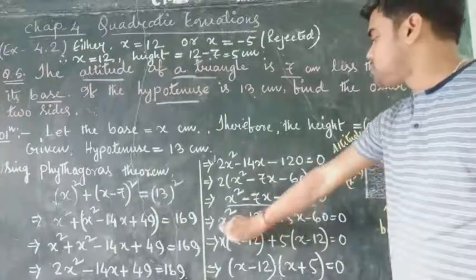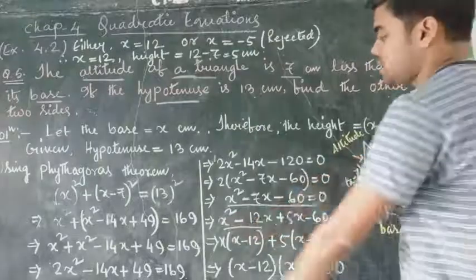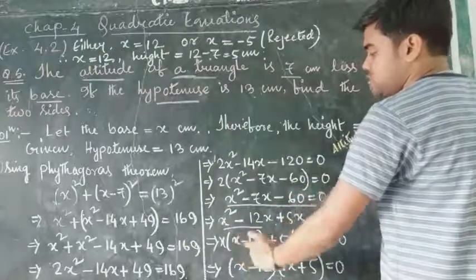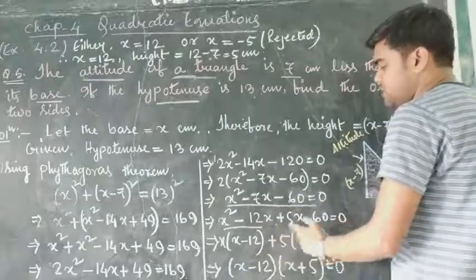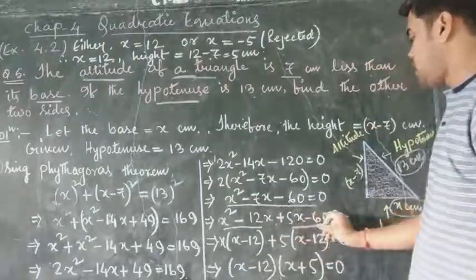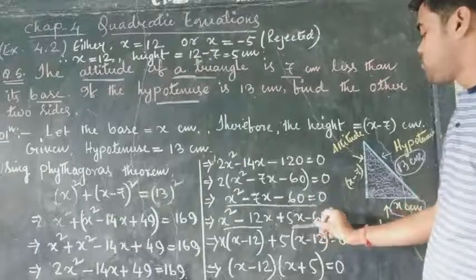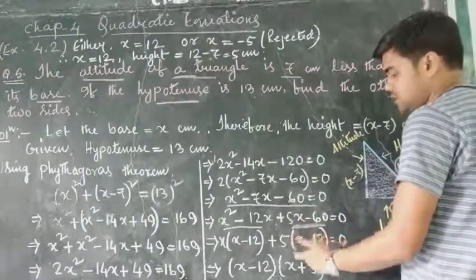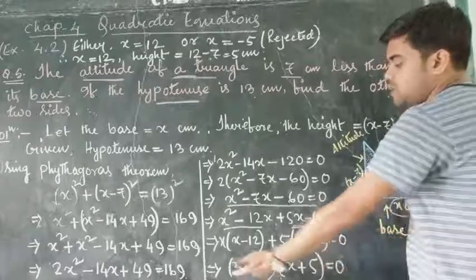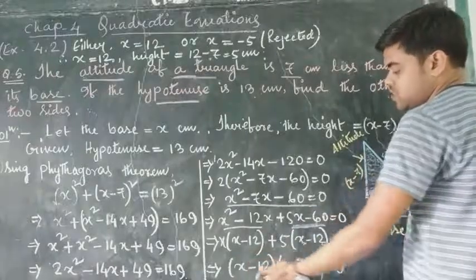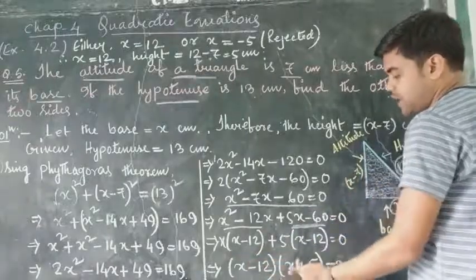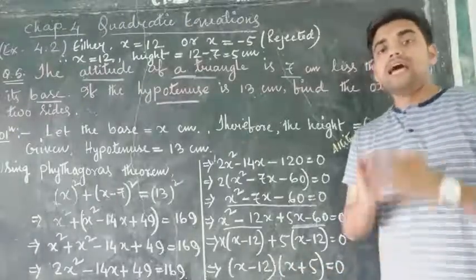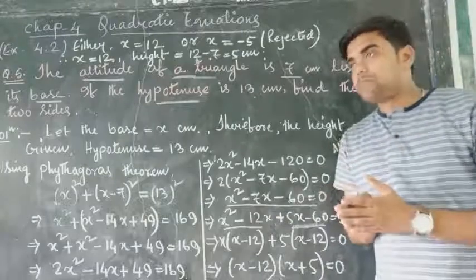Then you can see the same process, factorization method. We take common from the first two terms. x is common, and the remaining term inside is x minus 12. Similarly, second step, for these two terms the common term is 5, and the remaining term inside is x minus 12. So the roots of the equation: x minus 12 and x plus 5 equal to 0. That means the roots of the equation are 12 or minus 5.